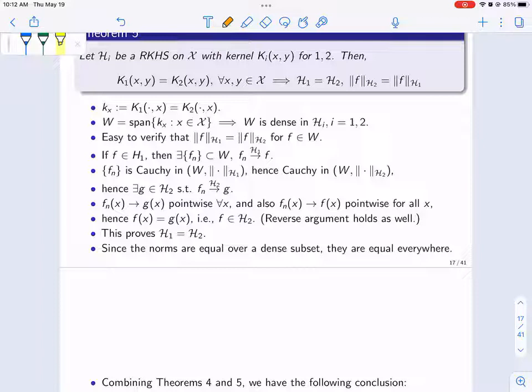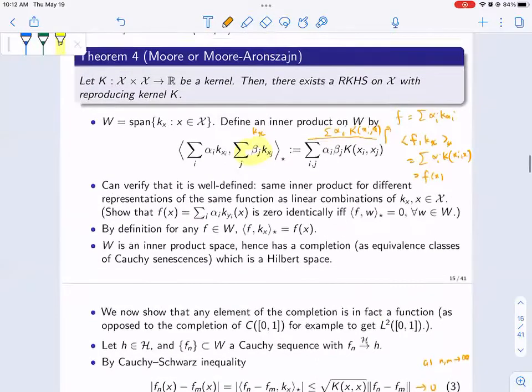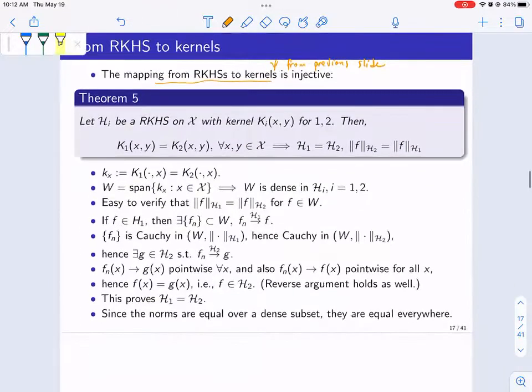Then it's easy to verify that the norms are the same for every f in W, because if you recall, the norms on that space are defined in terms of the values of the kernel. So the inner product and the norms are the same for every function in W. So if f is in H1, then there exists a sequence in W that converges to f in H1 because W is dense in H1.